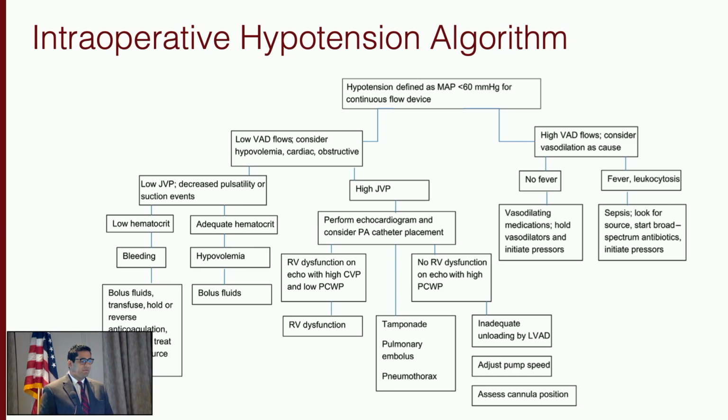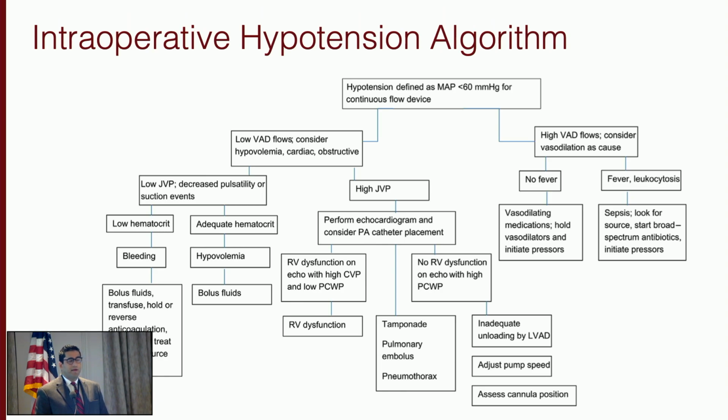The low LVAD flows pathway is slightly more complex, but relatively straightforward when you think about it in subcategories. First, if you have low flows, you want to consider if you're hypovolemic or if you have cardiac or obstructive shock. First, you look at the JVP, which is an easy indicator of their volume status. If their JVP is elevated, you can attempt to perform an echocardiogram and place a PA catheter because you generally are concerned about the right ventricle.